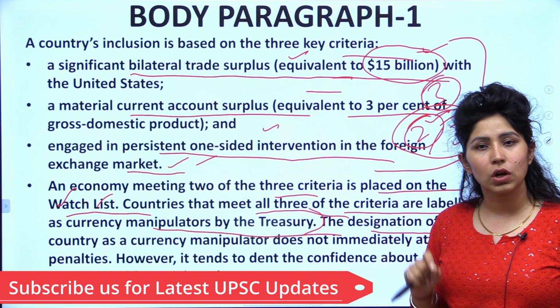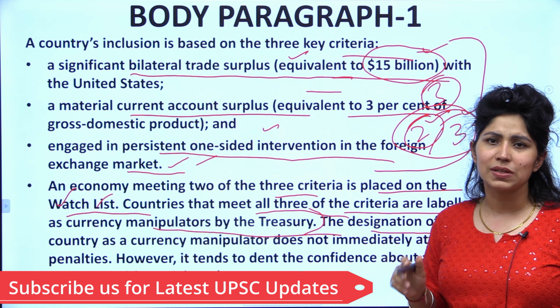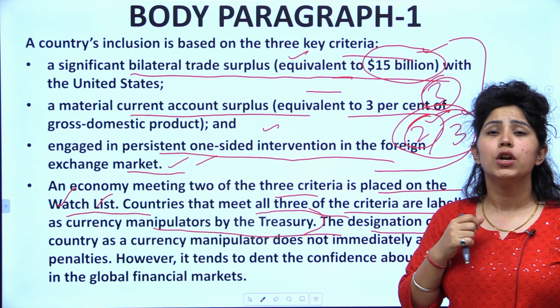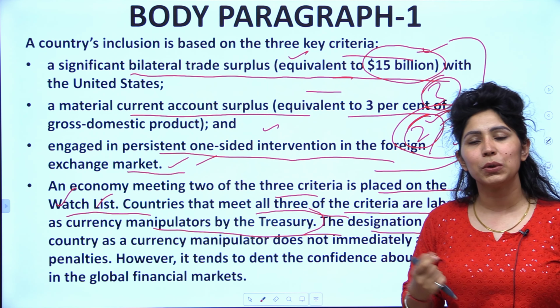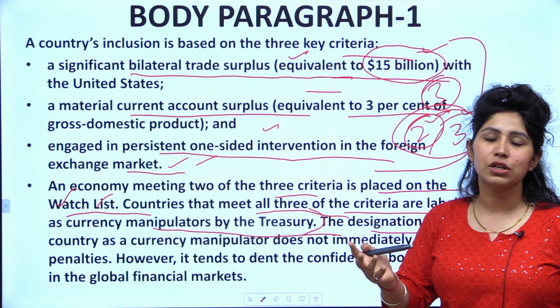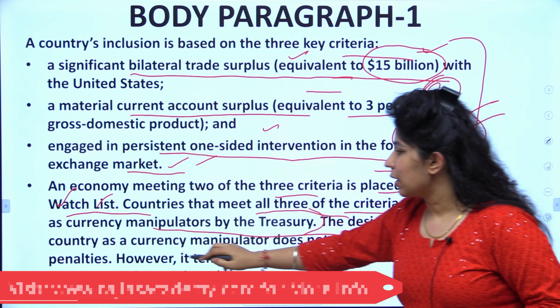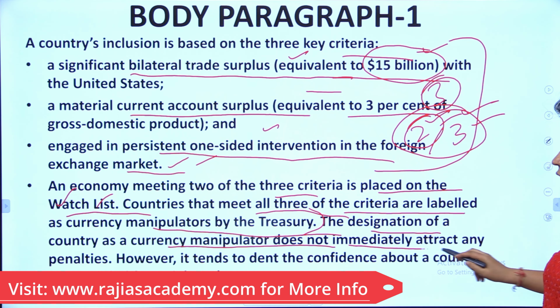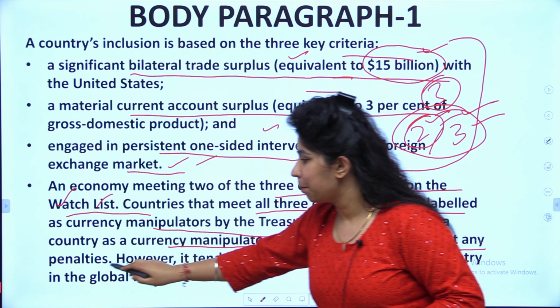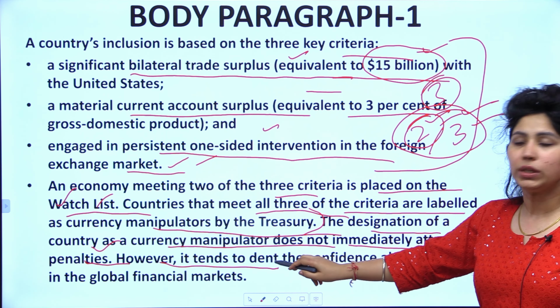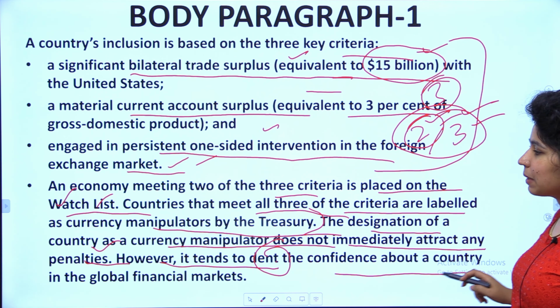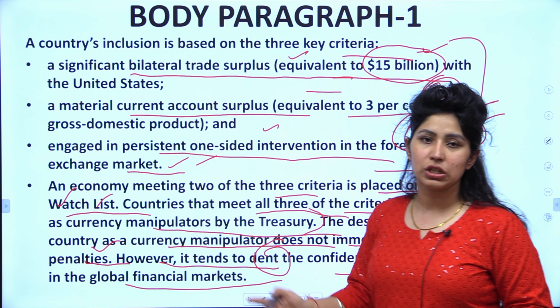When India was on this list, there were many obstructions in international trade for India, not with the United States of America but with other countries, because other countries did not have faith in our trading practices. So, a currency manipulator designation does not immediately attract any penalties. However, it tends to dent the confidence about the country in the global financial markets.